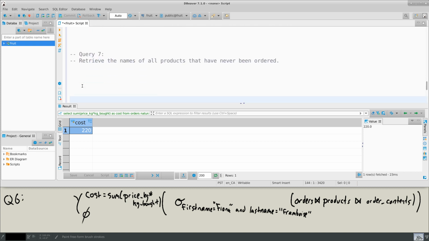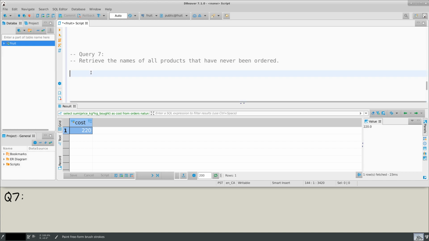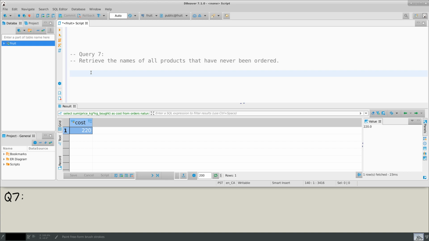Retrieve the name, so this is of course coming up again, retrieve the name of all products that have never been ordered. Okay, so never been ordered. This is an issue I find people, and I mentioned already, set operations tend to bother people for some reason. It's interesting because there are a lot of misconceptions about what it means for a product to never have been ordered. And let me give an example of that.